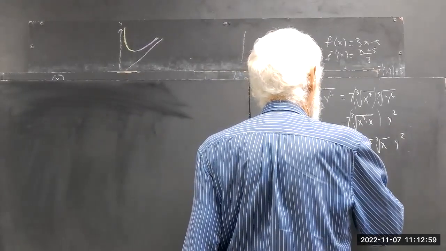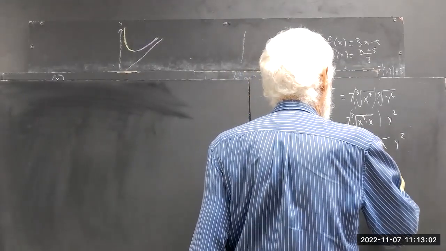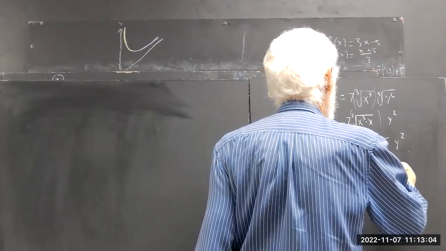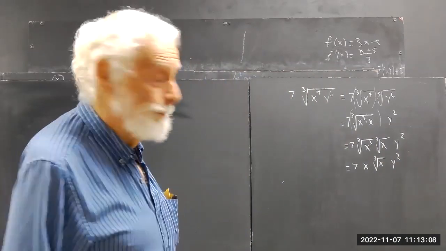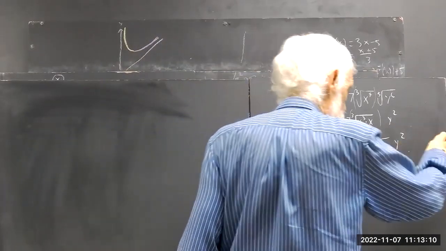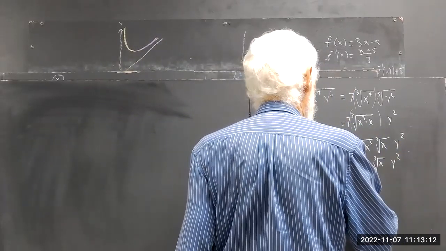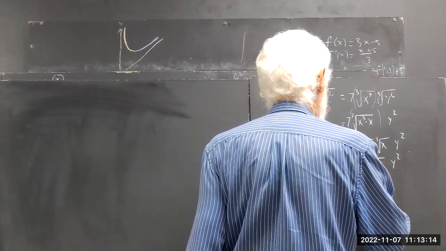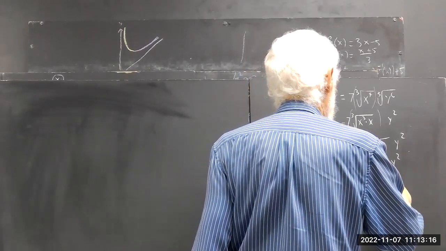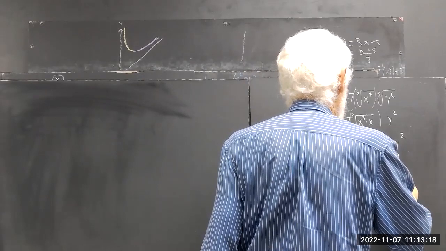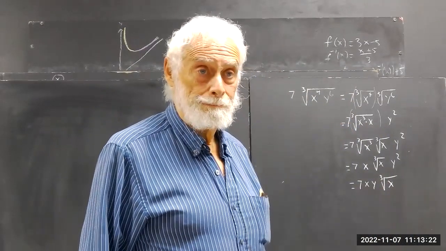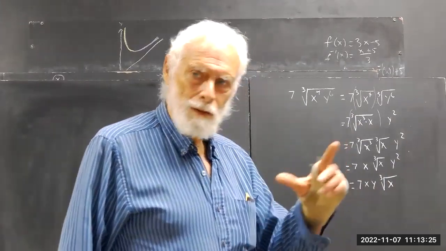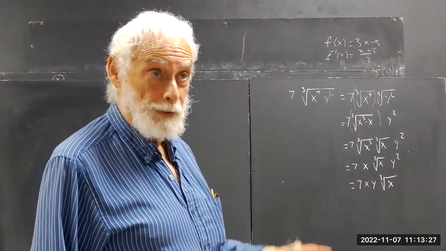Works either way. So that's 7x times the cube root of x times y squared. And what's the cube root of x? You don't know, but everything else comes out here. And then we can change the order of the multiplication and get 7xy times the cube root of x. Okay? Now, let me give you another one, similar, but not the same.